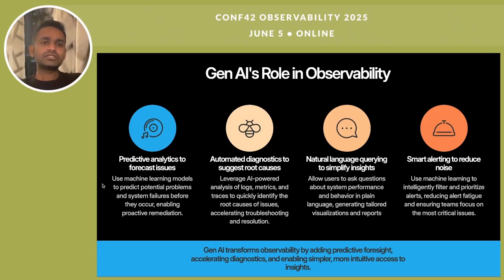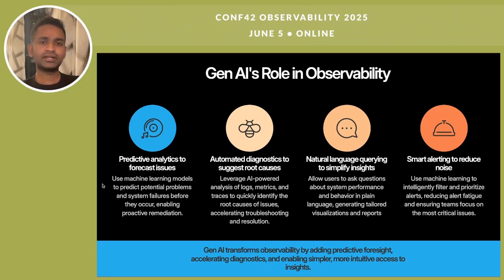So what is the role of AI in observability? Today there is a lot of hype about Gen AI, and it definitely has a role in observability. So one is predictive analytics to forecast issues. That's more of machine learning. So we use machine learning to predict problems and system failures before they occur and enable proactive remediation.